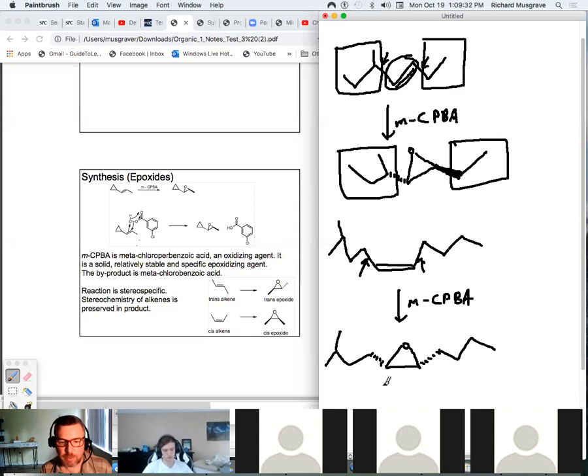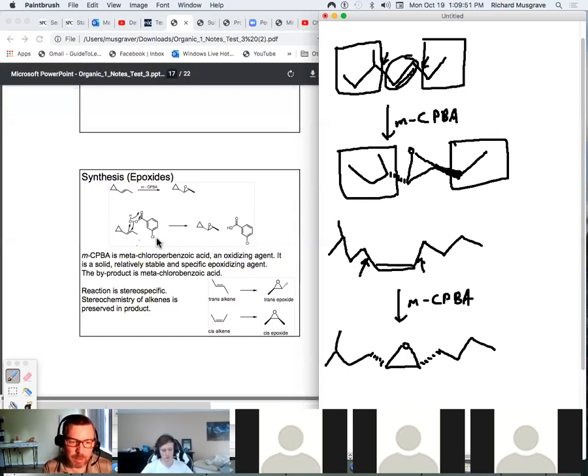Does anybody have any questions about these kinds of reactions with the epoxides, forming the epoxide? So the MCPBA itself is this compound here. There's the metachloroperbenzoic acid. This is a per acid because it's got an OO single bond in it, like peroxide, per acid. And then the byproduct here is metachlorobenzoic acid. That's the benzoic acid there.